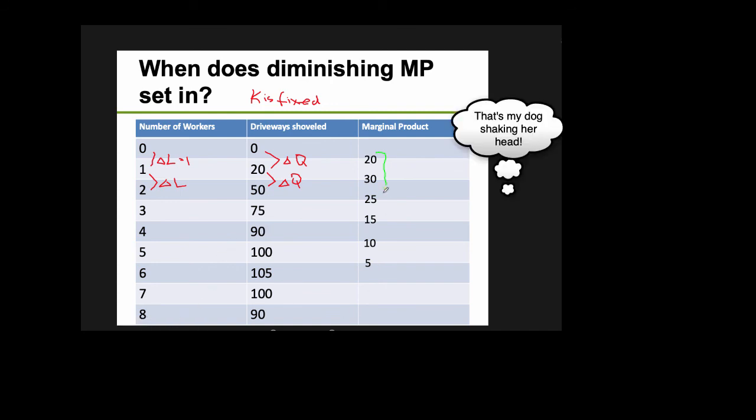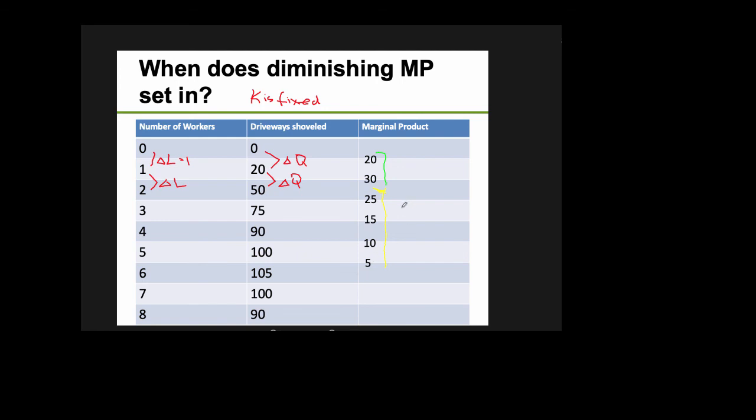So now we are in that area of the graph where output is increasing. That's good, but it's increasing at a slower rate. It increased by 20, it increased by 30, and now it's starting to go down. It's less than it was before. It's less than it was for the previous worker. But it's still positive, and so that's not a problem.